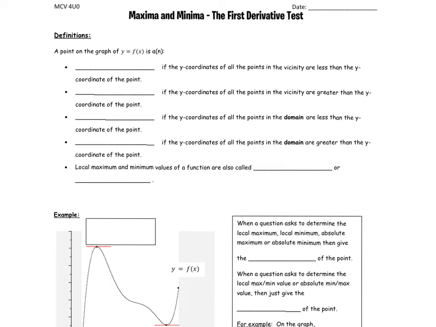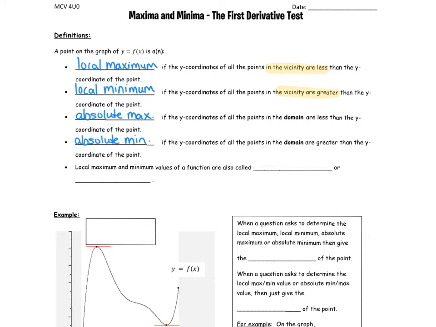Okay, so today we're going to continue our unit on curve sketching, and we're going to talk about maxima and minima, so maximum and minimum values, as well as something called the first derivative test. So we'll start with just a few definitions. I want you to just write them down, and then they'll make sense when we get to the example.